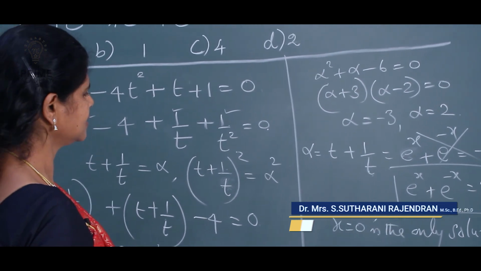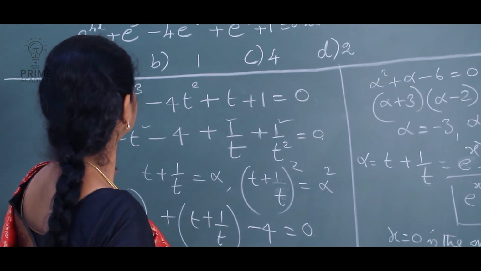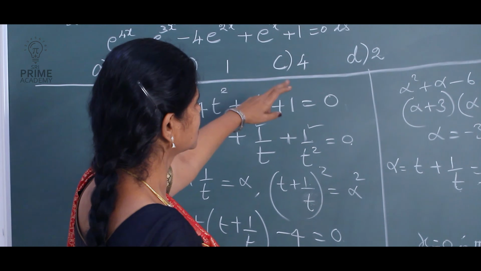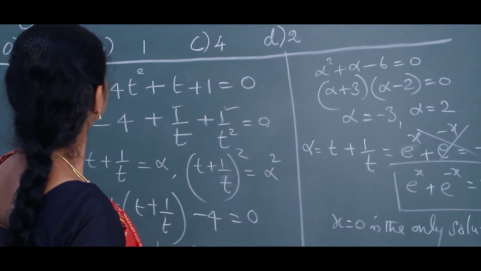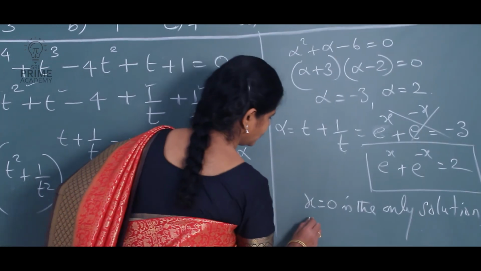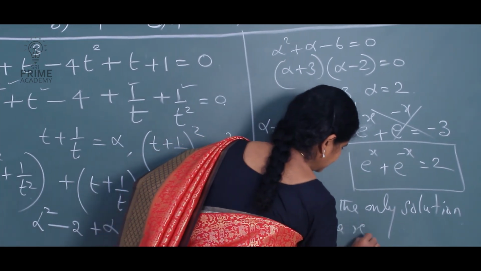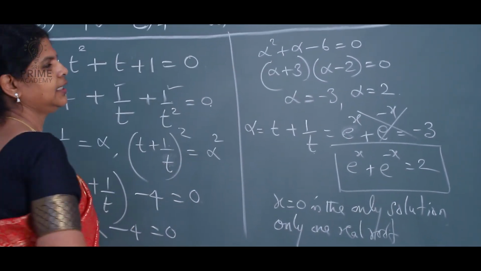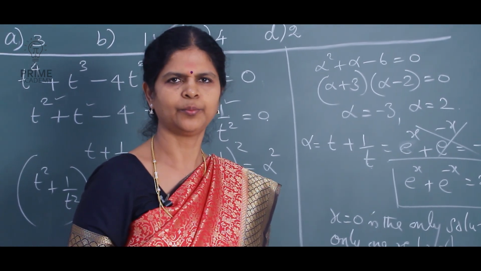So what is the answer for this problem? x equal to 0. Here the question asks for the number of real roots. So x equal to 0 is the solution. So only one real root. x equal to 0 is the only solution. So there is only one real root, that is x equal to 0. So option B is the correct answer. So x equal to 0 is the only real root. So the problem is over.